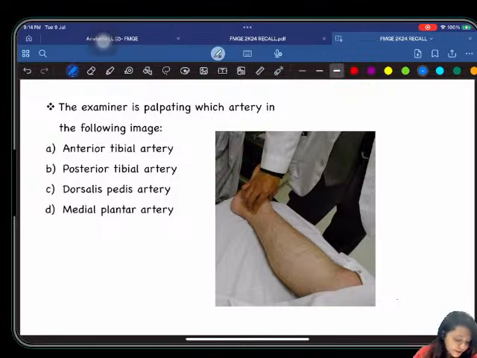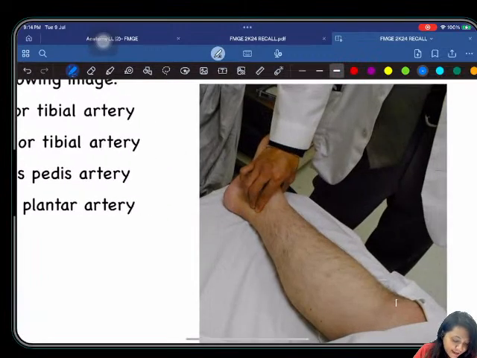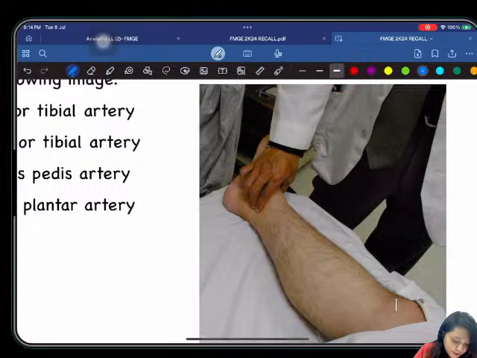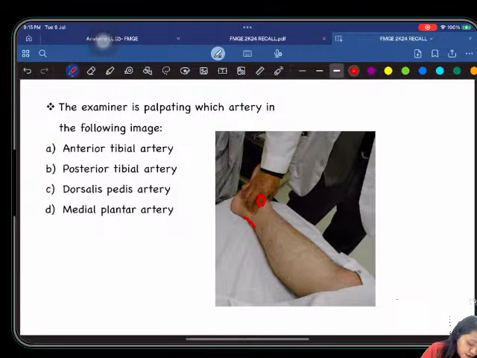So it is repeated again and again. The examiner is palpating which artery in the following image? You can see here that it is behind the medial malleolus. This is the medial malleolus. He is palpating between the medial malleolus and the tendo Achillis. So that is your posterior tibial artery palpation.